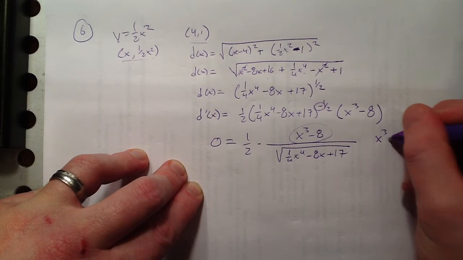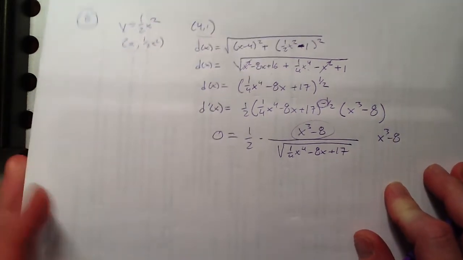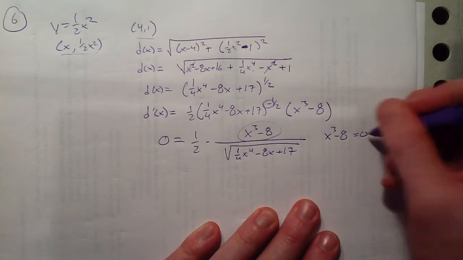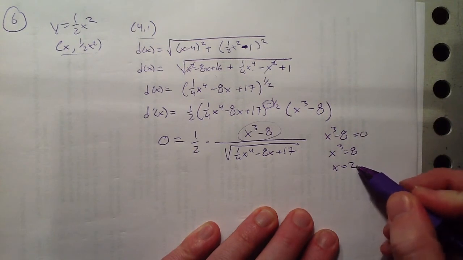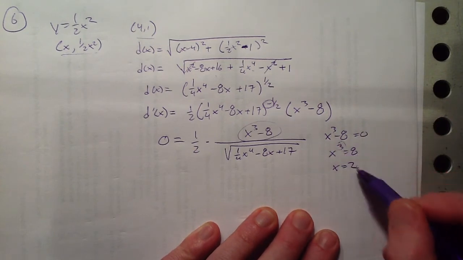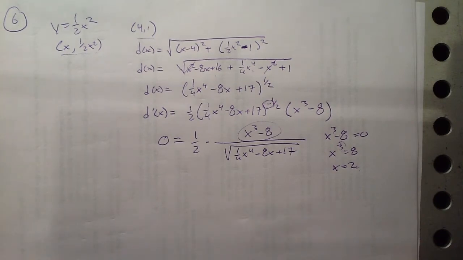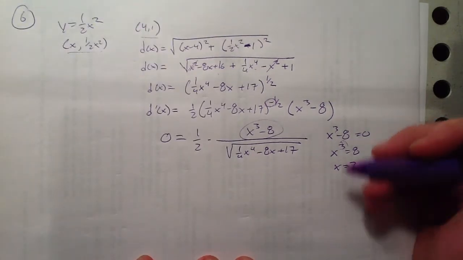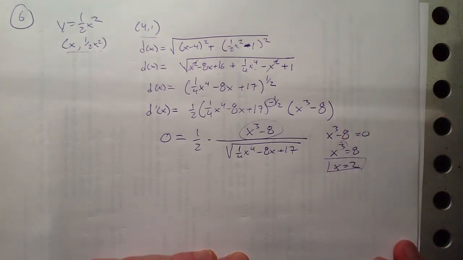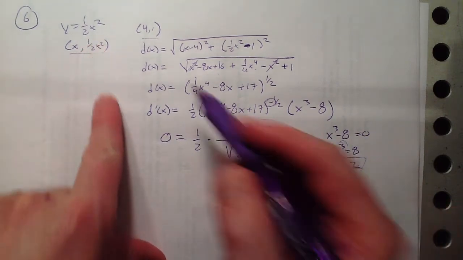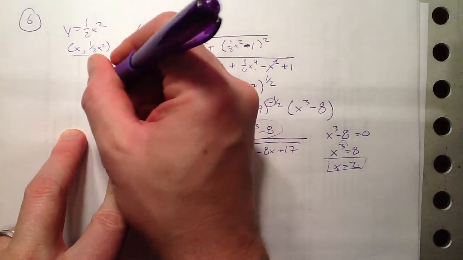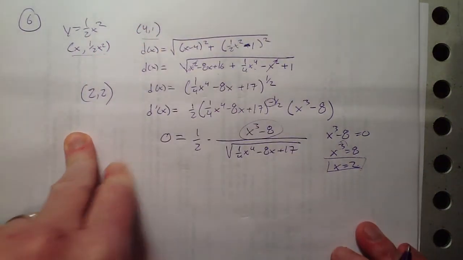So setting the top equal to 0, I've got x cubed minus 8 equals 0, x cubed equals 8, so x equals 2. Not plus or minus 2. It's cubed. It's only 2, right? Negative 2 cubed is negative 8. So at x equals 2, and it just remains to check that it really is a minimum distance. But if that's our only option, I think it must be happening at the point 2, comma, if you plug 2 in here, you get the point 2, comma 2. And that is answer choice B.